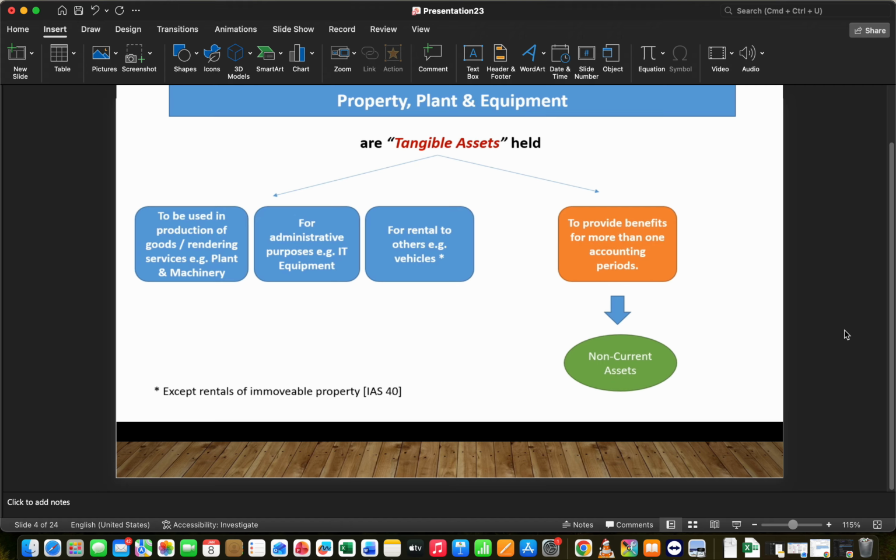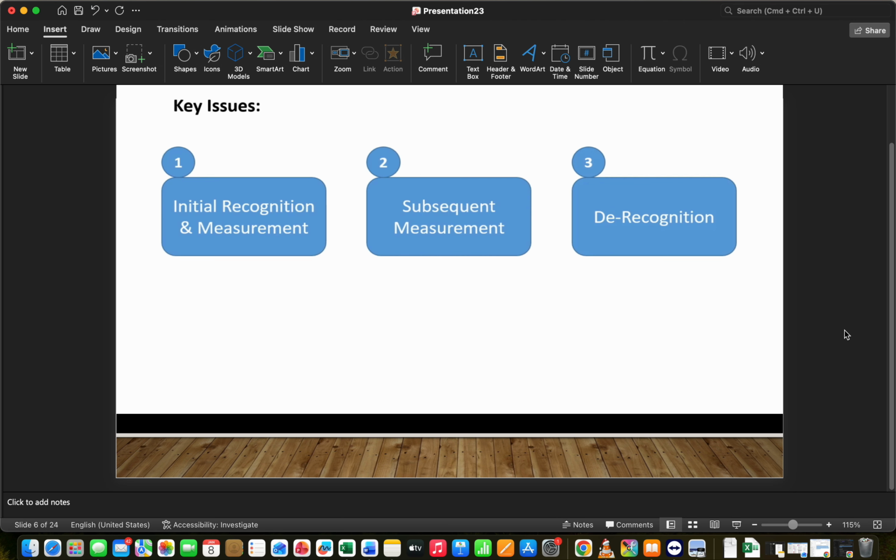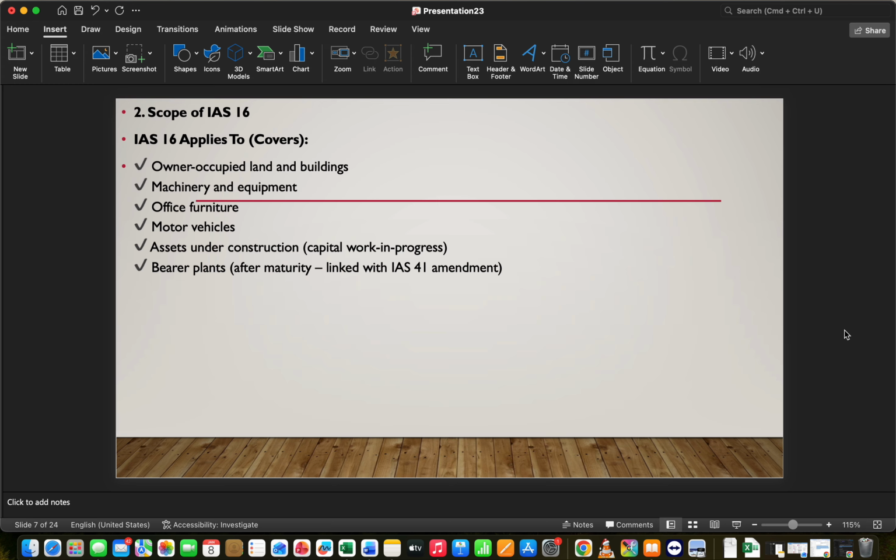Now, what are tangible assets? Tangible assets are those assets which we can touch, and they are non current assets as well. What are non current assets? Non current assets are expected to be used during more than one accounting period. Its examples include land, buildings, machinery, plant, vehicles, furniture, and fixtures. Now, there are three key issues which we will face while studying IAS 16: initial recognition, subsequent measurement, and derecognition.